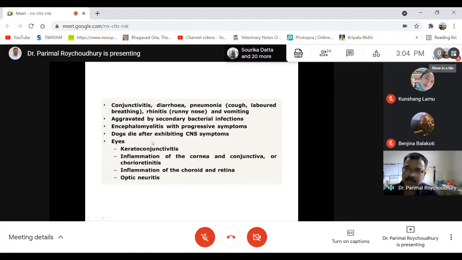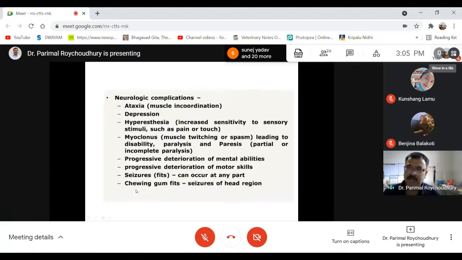Not only that, what we could see in growing pups, where the dental development is not complete, is that it can cause improper teeth development or dental caries when these infections occur. Besides this, we can see keratoconjunctivitis and optic neuritis. So a variety of systems are affected.